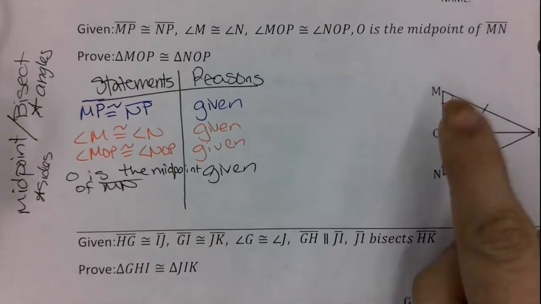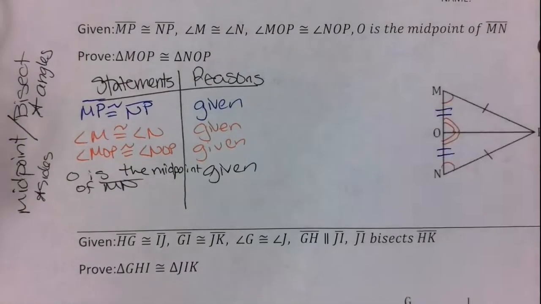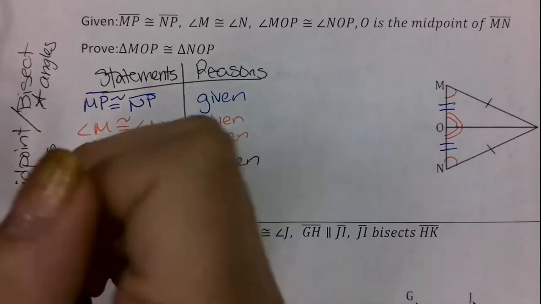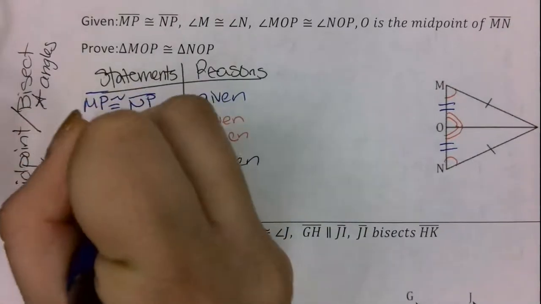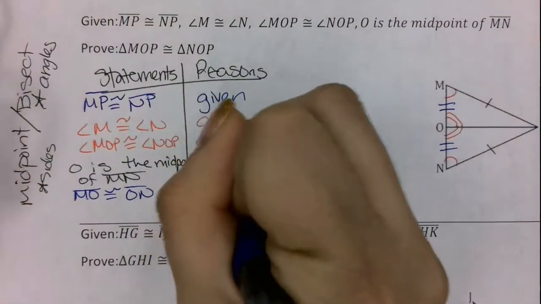Okay. So since O is the midpoint of this whole line, that means that these two pieces are going to be congruent because it's cutting them in half. So MO is congruent to ON by definition of a midpoint.